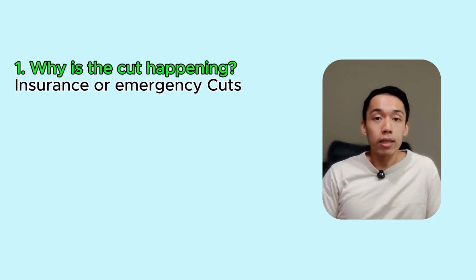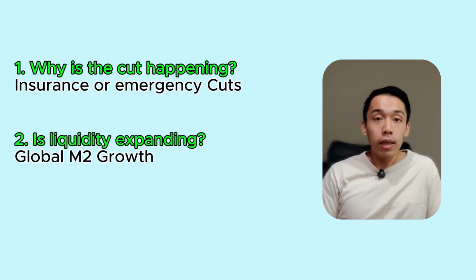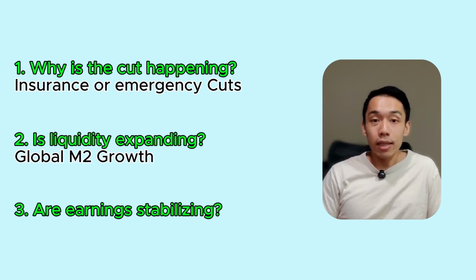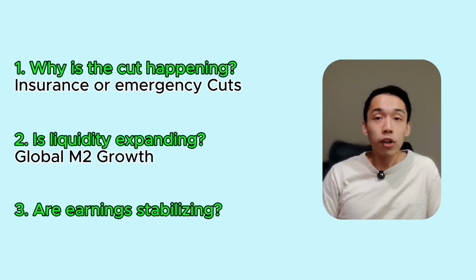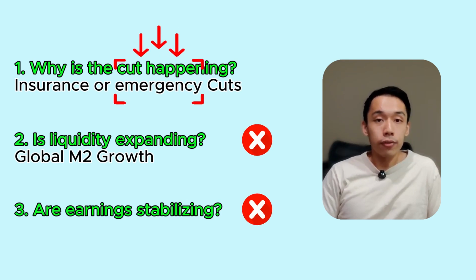Now here's a framework. When you see a rate cut next time, ask yourself, number one, why is the cut happening? Is it an insurance cut or an emergency cut? Number two, is liquidity expanding? And number three, are earnings stabilizing? If all three align, rate cuts can be bullish. If not, rate cuts alone aren't enough. Rate cuts matter, but they're just one lever. Liquidity and earnings decide whether markets actually rise.